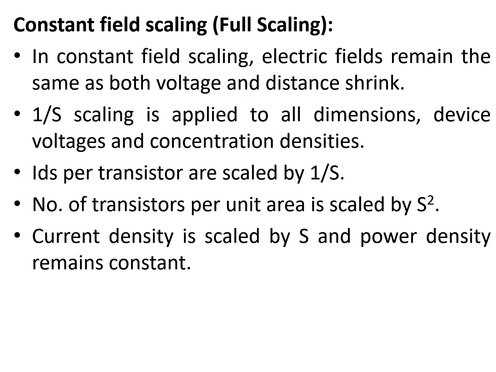In constant field scaling, the electric fields remain the same as both the voltage and distance are reduced, and 1 by S is the scaling factor applied to all the dimensions of the device, the voltages and the concentration densities. The drain current per transistor is scaled by a factor 1 by S, the number of transistors per unit area is scaled by S square, the current density is scaled by S, and the power density remains constant.